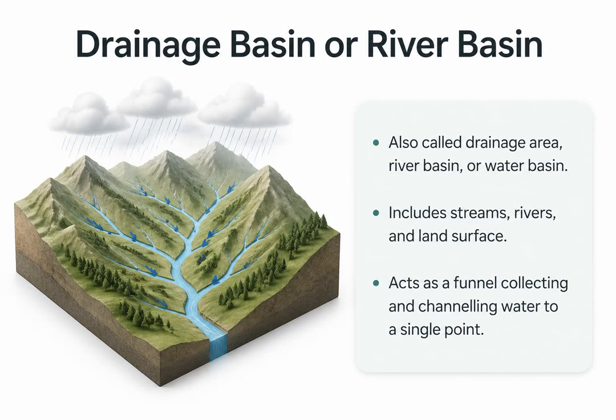Let's begin by looking at the concept of a drainage basin, which is also commonly referred to as a drainage area, river basin, or water basin. You can think of a drainage basin as a giant funnel. It includes all the streams, rivers, and the surrounding land surface. Any precipitation that falls within this area is collected and channeled down to a single exit point.